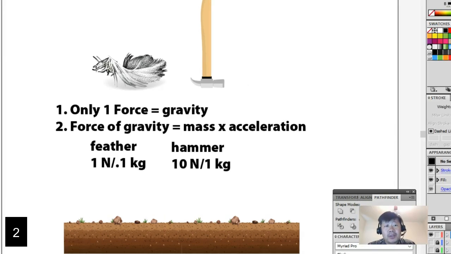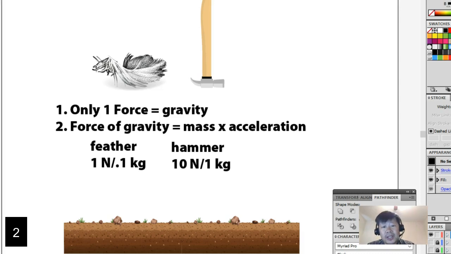All right, we've given some numbers for the feather and the hammer. We're going to say that the feather has a mass of 0.1 kilograms. We're going to say that the hammer, which is heavier, has a mass of 1 kilogram. So we know that the lighter object, the feather, is going to take less force to move it, which is 1 Newton in this case. So 1 Newton divided by 0.1 gives us 10, which is the acceleration.